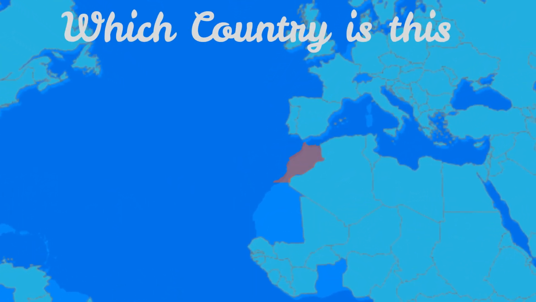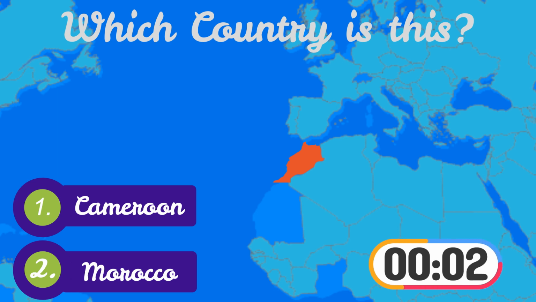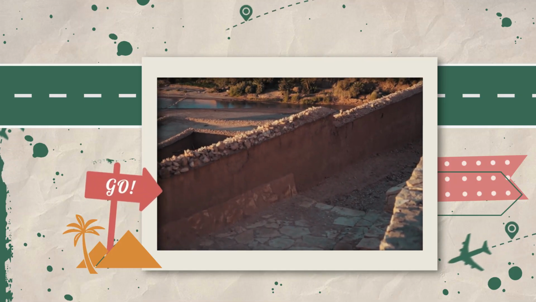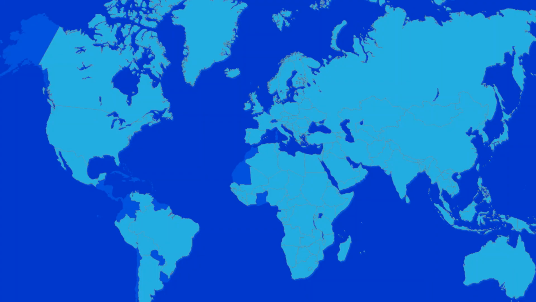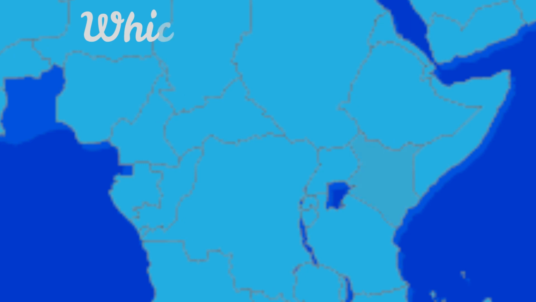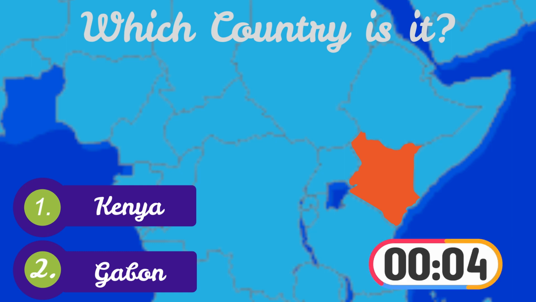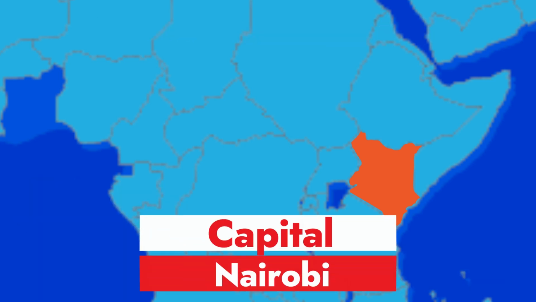Which country is this? Cameroon or Morocco? This is Morocco. Rabat is the capital of Morocco. Which country is this? Kenya or Gabon? This is Kenya. Nairobi is the capital of Kenya.